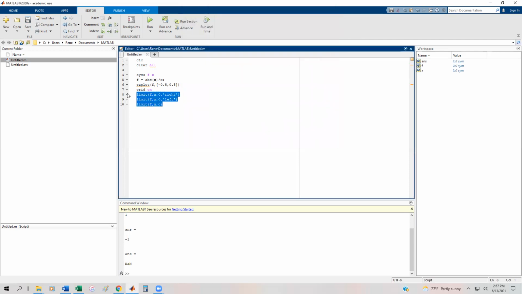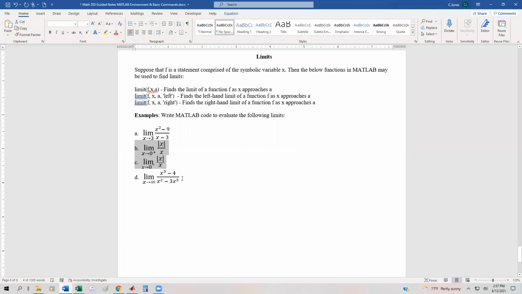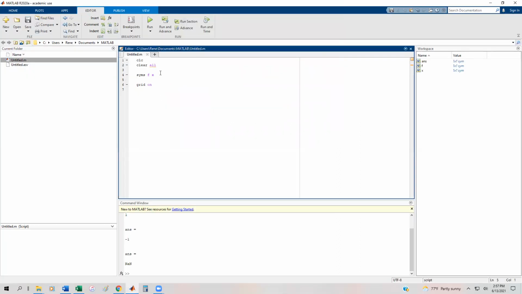Suppose we want to do an infinite limit, all right, or we want to try to find an infinite limit. And so we have one last example, and we have the limit as x approaches infinity of x cubed minus 4 divided by x squared minus 3x cubed. All right, so I'm going to define my function f, and that's going to be x cubed minus 4 in the numerator divided by x squared minus 3x cubed in the denominator.